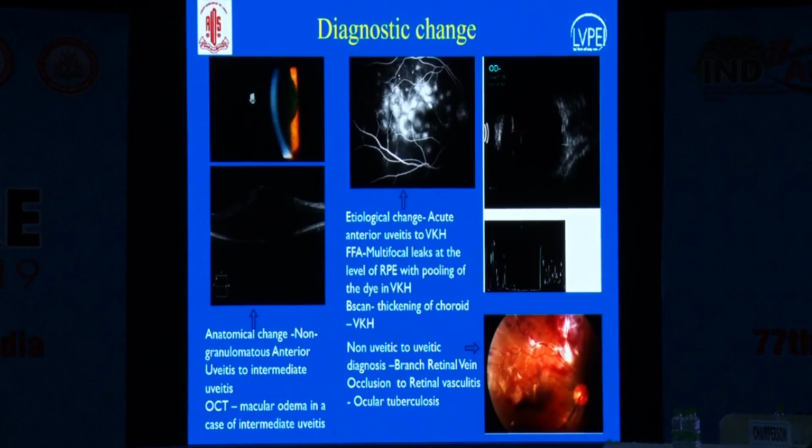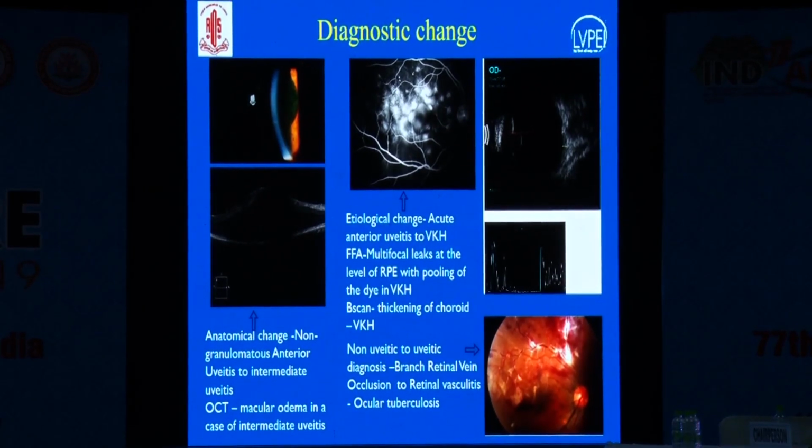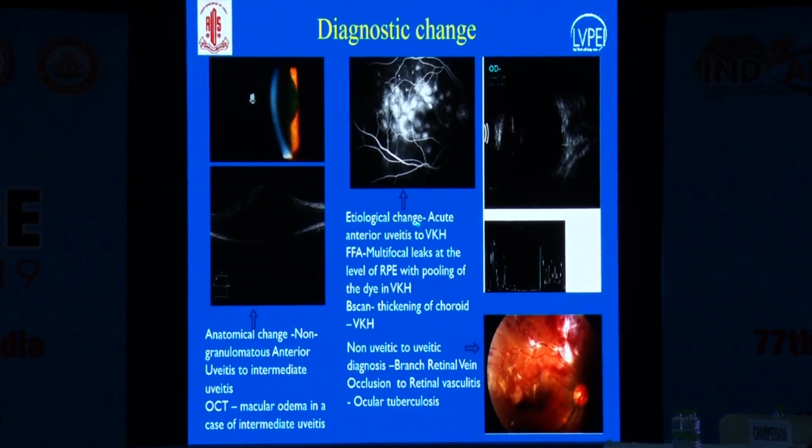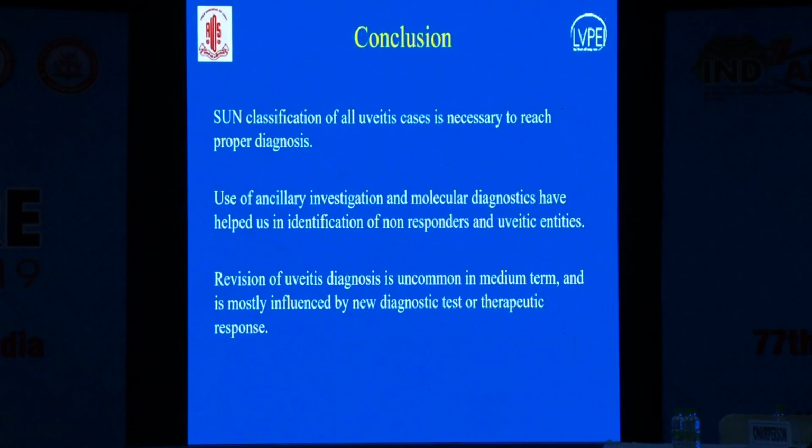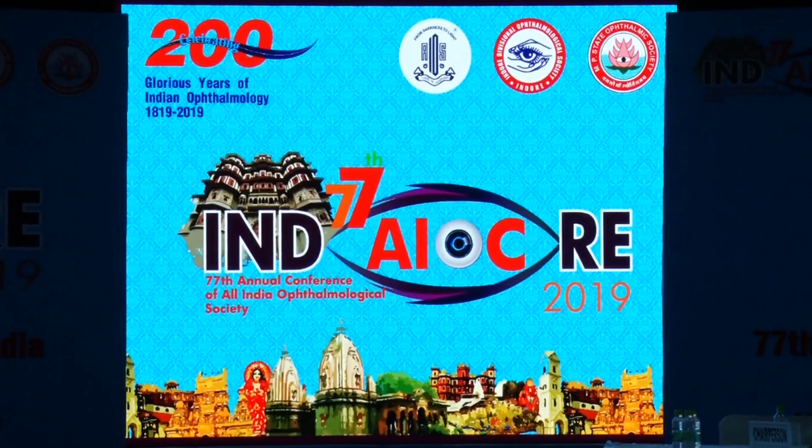These were anatomical change, that is from anterior to posterior or panuveitis, and etiological change, that is from acute anterior uveitis, where the patient was further examined and we found it to be VKH. And the third was from a non-uveitic diagnosis to a uveitic diagnosis, let's say a patient who was treated as a BRVO, but turned out to be an inflammatory vasculitis.